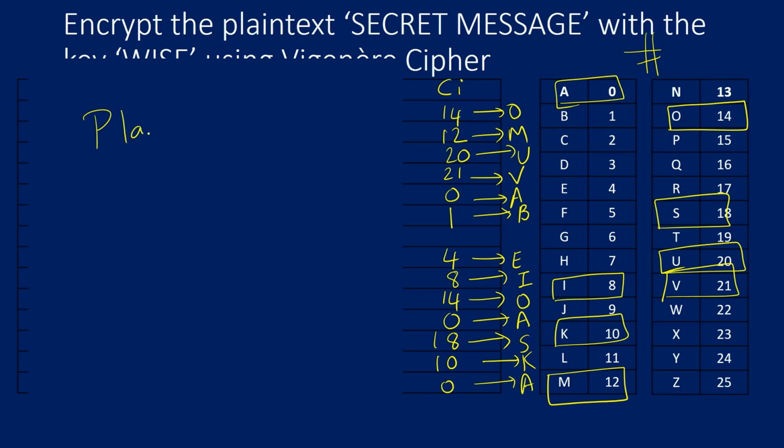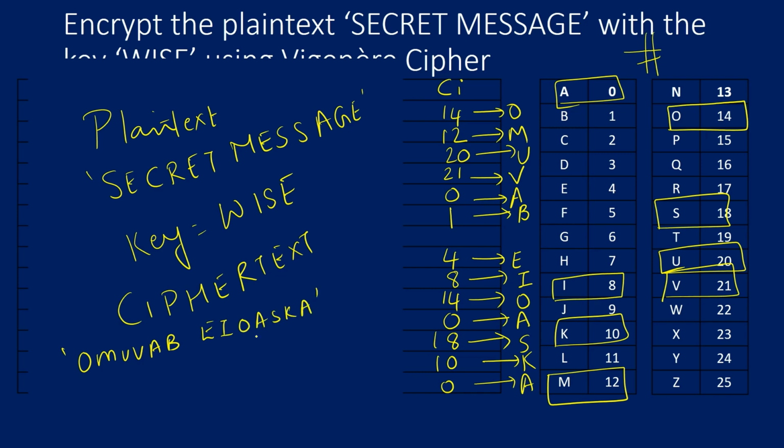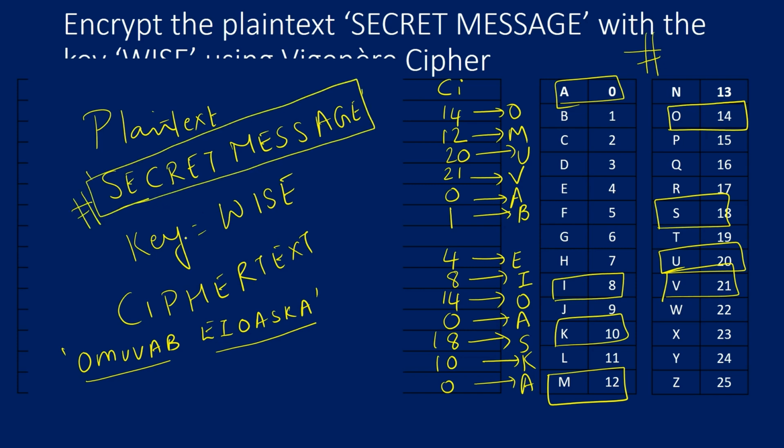Therefore, for plaintext secret message which was encrypted using the key as wise, we got the ciphertext as OMUBABEIOASKA. So as you can see, the ciphertext does not make any sense and hence keeps the plain text, which is secret message, secure from the attackers.